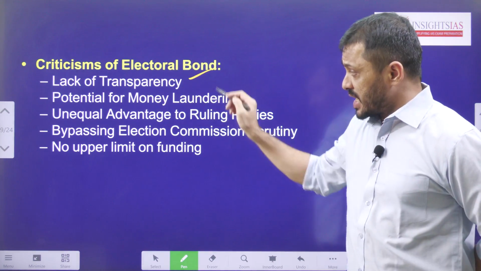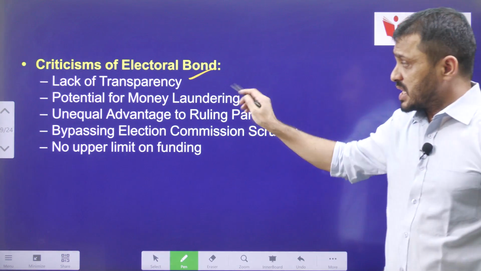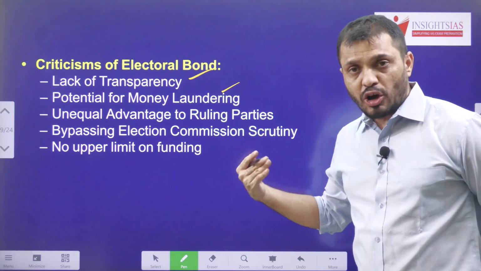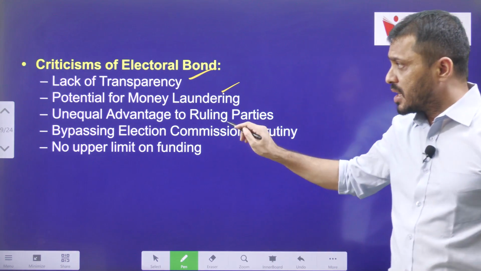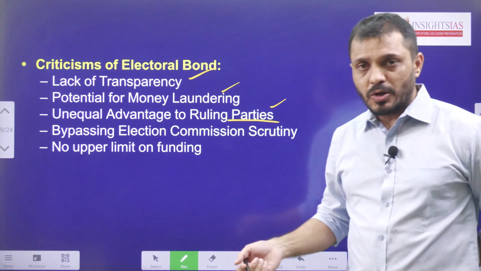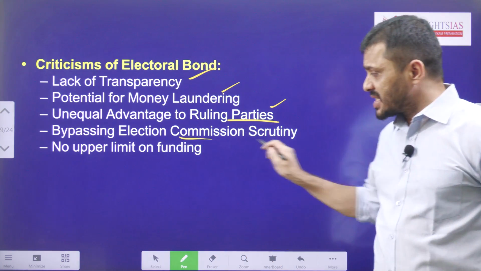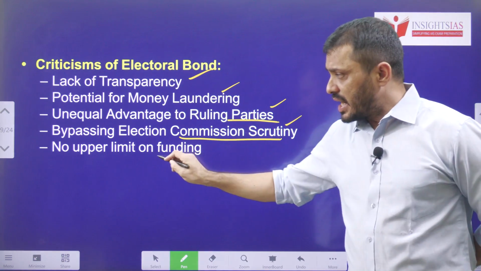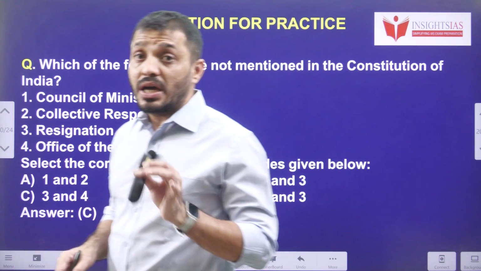Criticism: lack of transparency, already explained how it is justifiable. Potential for money laundering, unlimited money, anonymous donors, obviously a clear open and shut case of political laundering. Unusual advantage to the ruling party, obviously in any case the ruling party has an advantage. Bypassing the Election Commission scrutiny, and finally no upper limit on funding. These are some of the criticisms. So this is about the electoral bonds.